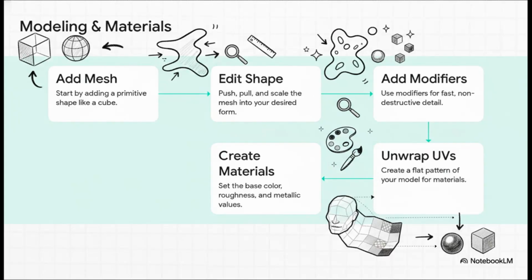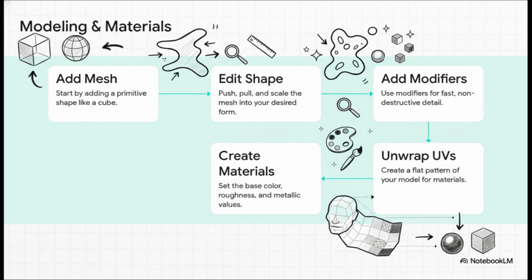So this first step is all about getting your basic shape down. You'll start with something simple, like a cube, and then you jump into what's called edit mode to start pushing and pulling vertices to get the form you want. Now, here's a cool trick. To add details, you use something called modifiers. Think of them like filters you can just switch on and off. They're not permanent. They can make things smooth or add thickness automatically.